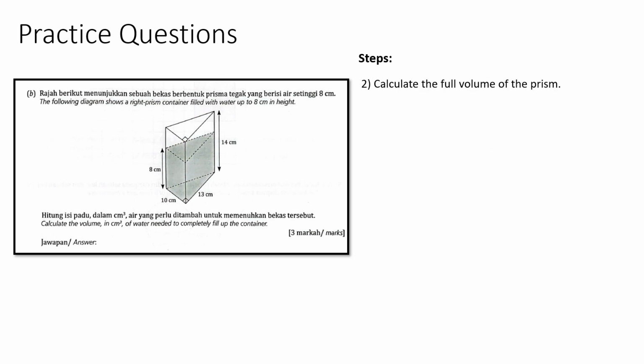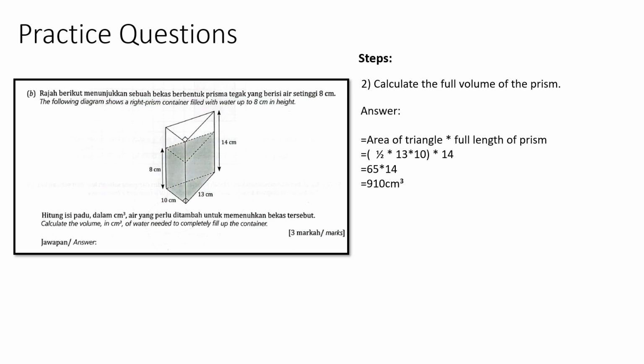First we need to calculate the full volume of the prism. Just now like I said, we need to calculate the area of the cross sectional part. So over here the cross sectional part is a right angle triangle. So the area of a right angle triangle will be half times 13. 13 over here is the height of the triangle, and then 10 is the base of the triangle. Half times the height times the base, and then only we need to times with the full length of the prism, which is 14 cm.